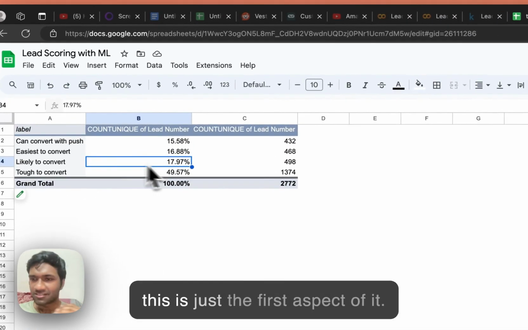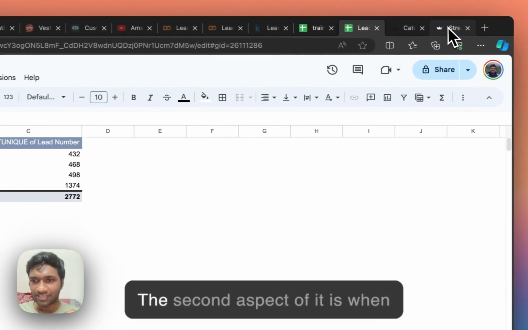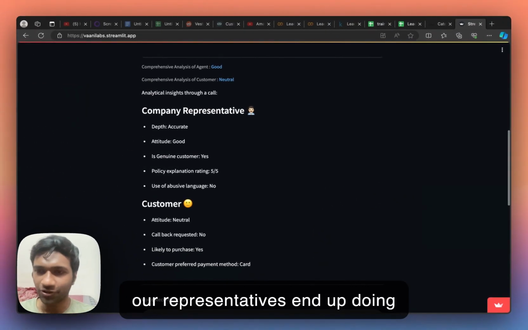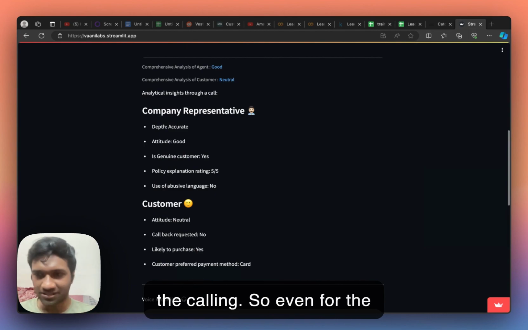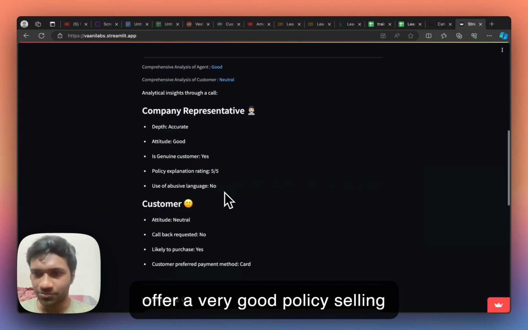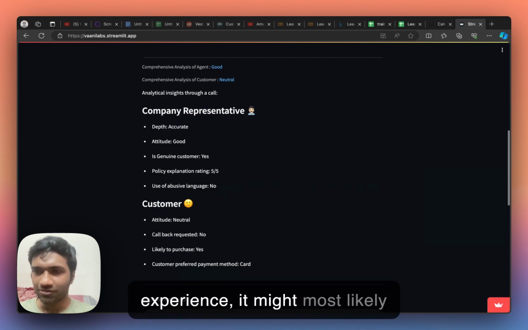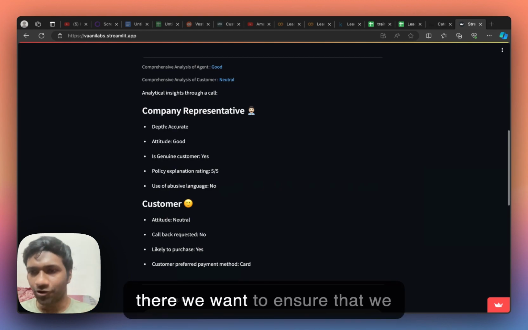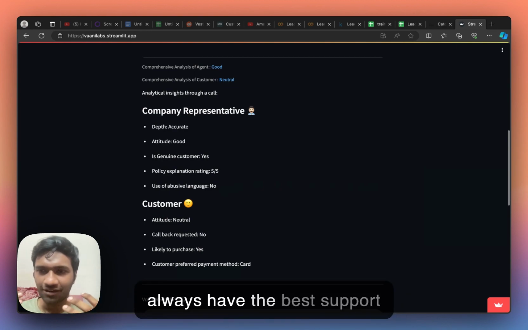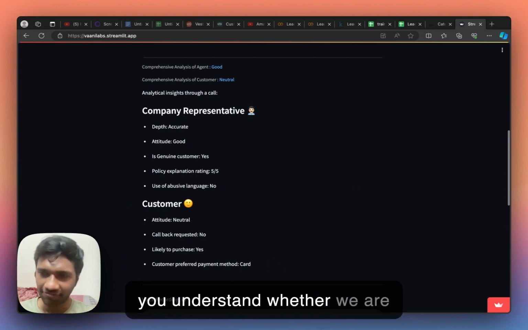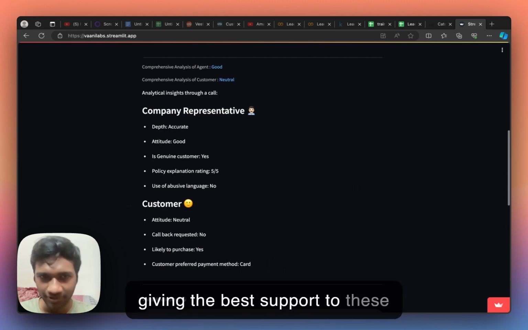So this is just the first aspect of it. The second aspect of it is when our representatives end up doing the calling. Even for the best customer, if we don't offer a very good policy selling experience, it might most likely not result in a conversion. So there we want to ensure that we always have the best support systems, and Vani Labs helps you understand whether we are giving the best support to these customers.